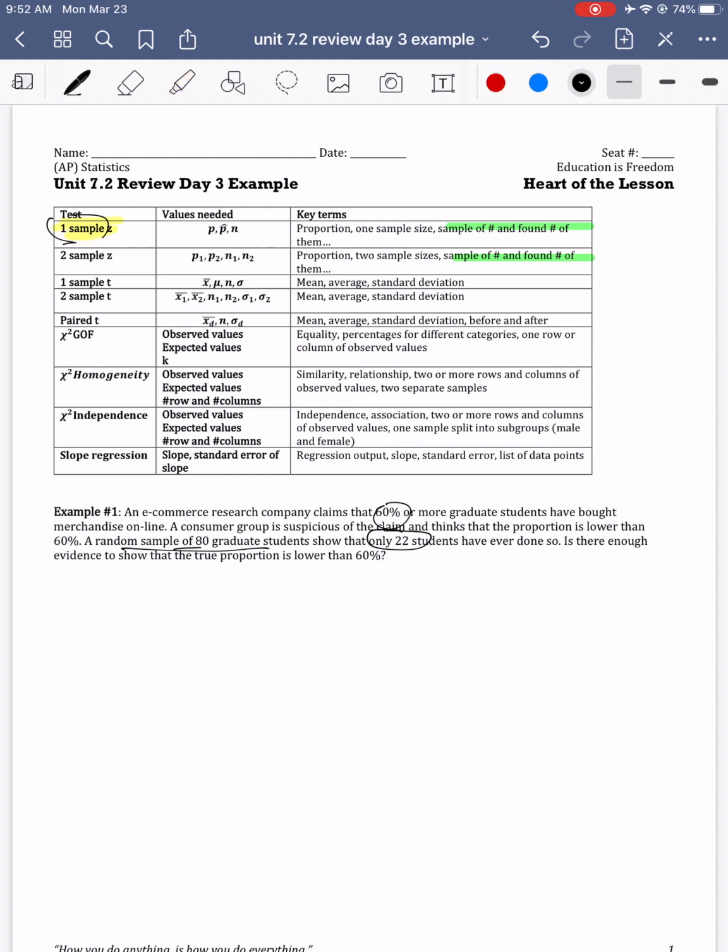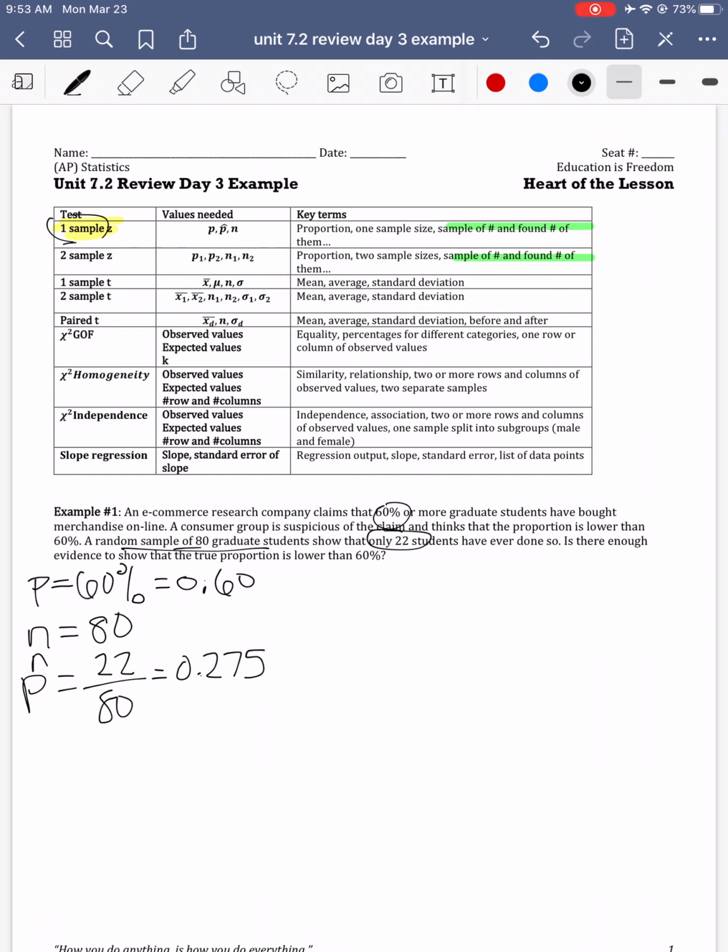So let's go ahead and just extract what we're given. Since 60% is the total claim, that's going to be our P. They said they took a sample of 80, so N is 80. Then P hat is going to be this proportion. They found 22 of the 80. So let's go ahead and convert that to a decimal here. 0.275. Let's convert this to a decimal as well. 0.60.